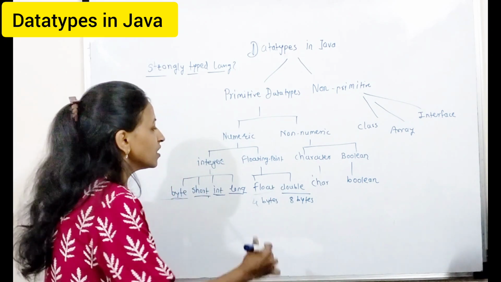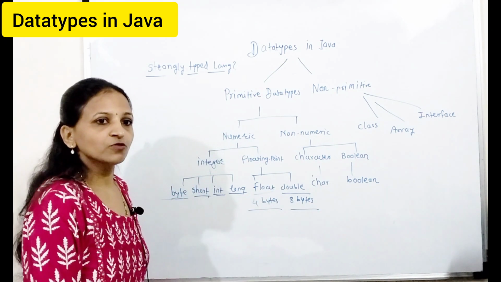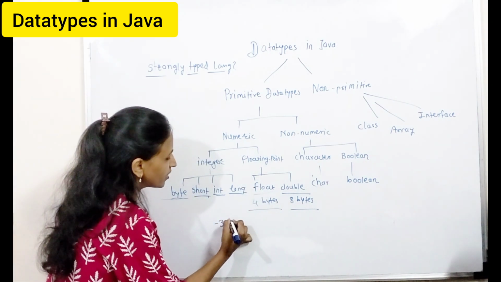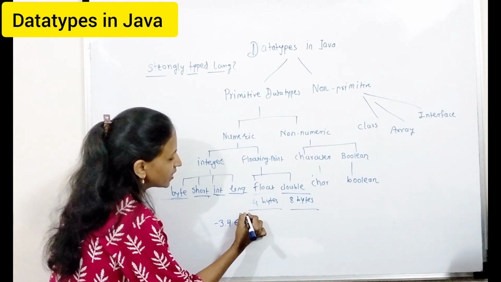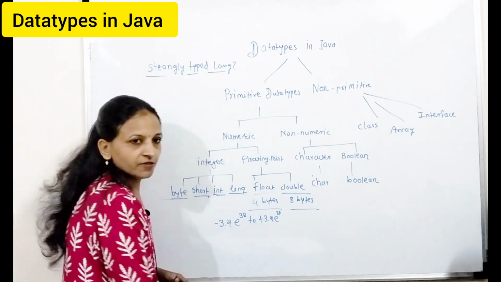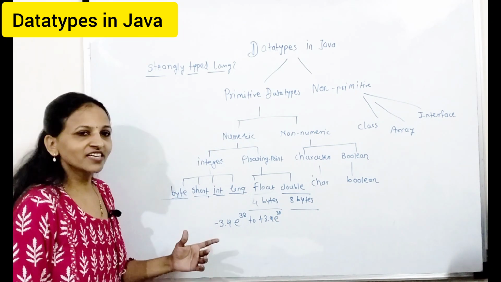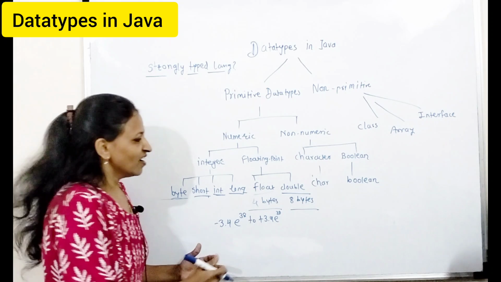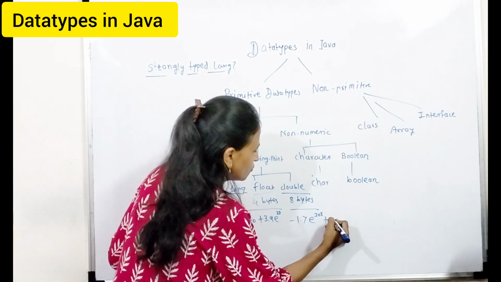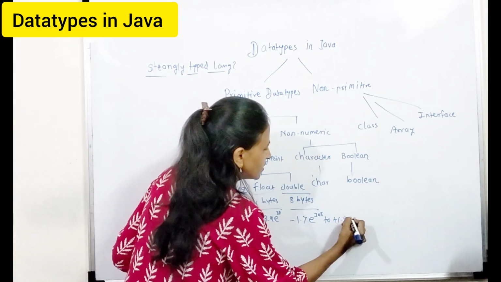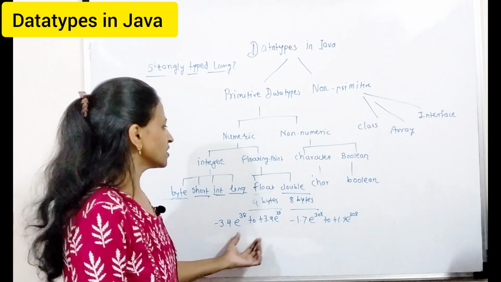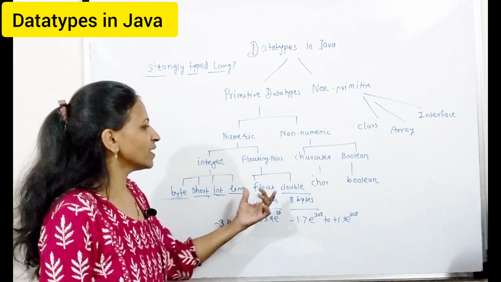Now next, floating point and double values have ranges like this. In floating point, the range is minus 3.4 e raised to 38 to plus 3.4 e raised to 38. That e raised to 38 is scientific notation. And here the range is minus 1.7 e raised to 308 to plus 1.7 e raised to 308. 308 means it is very big. Getting? These are just the ranges of floating point number and double.